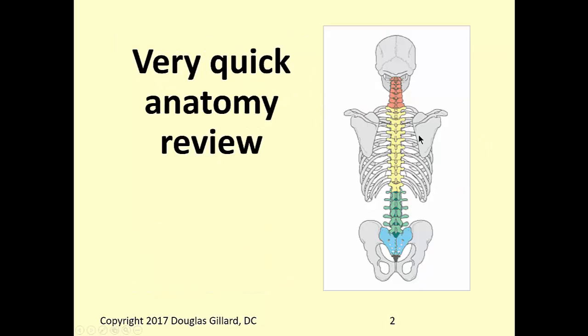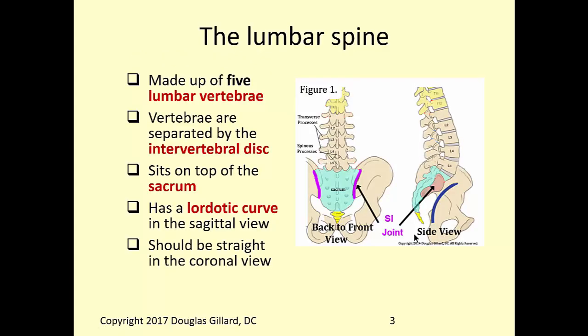This is a spine from the back. This is called a P to A view. Thoracic spine, cervical spine, lumbar spine, sacrum. It's like a tower of building blocks. The building blocks are called vertebrae. The vertebrae, just like a tower, have a base, and that's called the sacrum. The sacrum connects to two coxal bones, which make up the pelvis. Basic stuff that you already know.